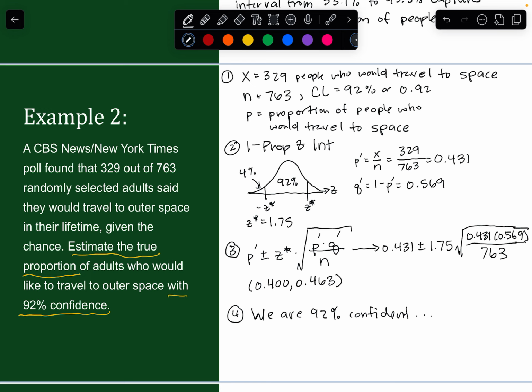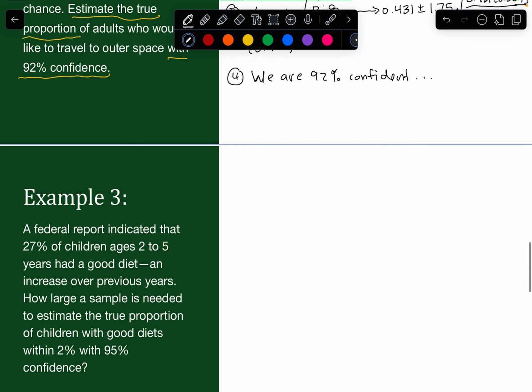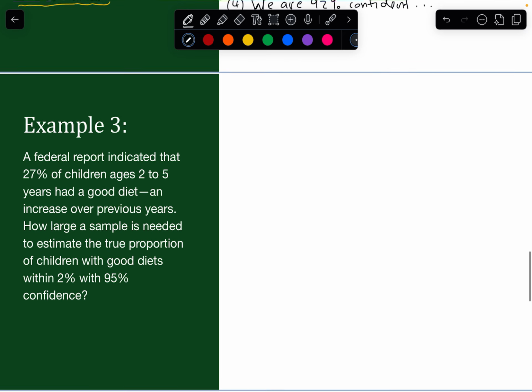Just like in the last video, we saw that some of these questions are not going to ask for confidence intervals. They're going to ask for sample size. So I want to do just one of those questions to give you a feel for what it looks like.